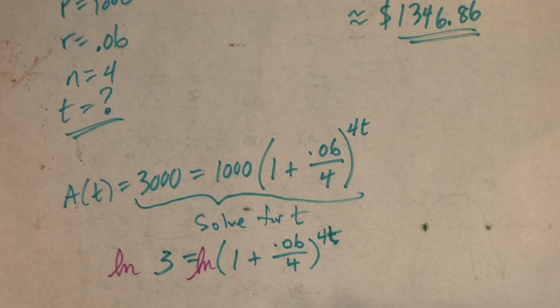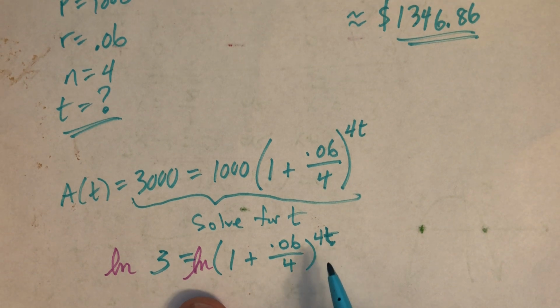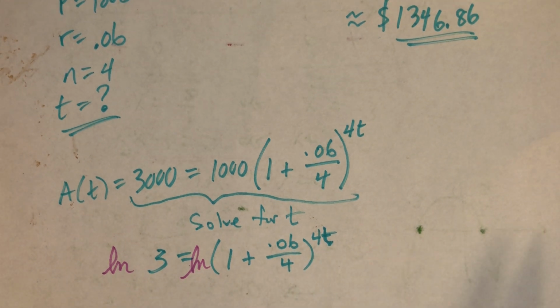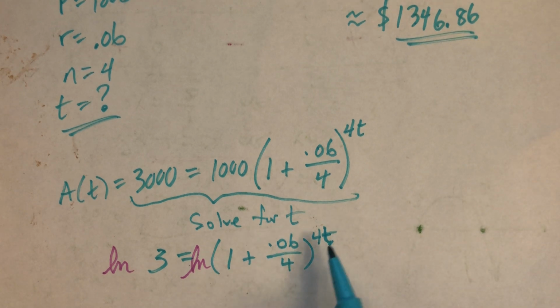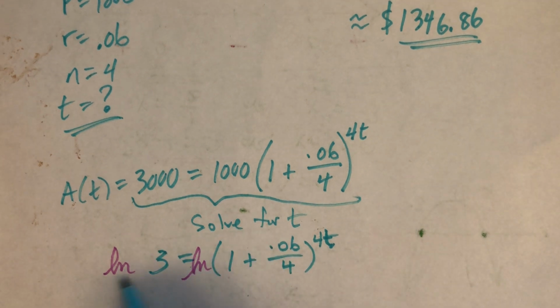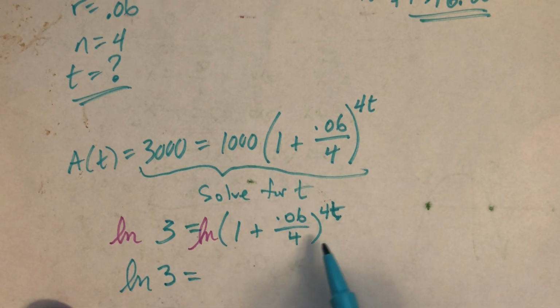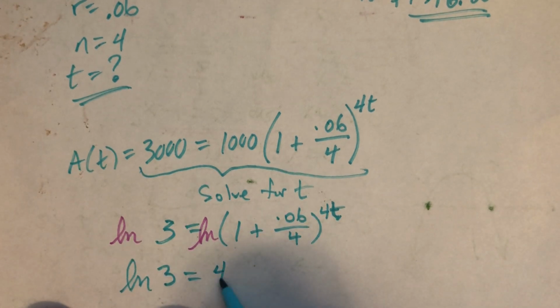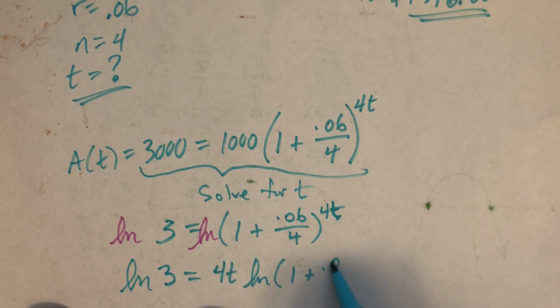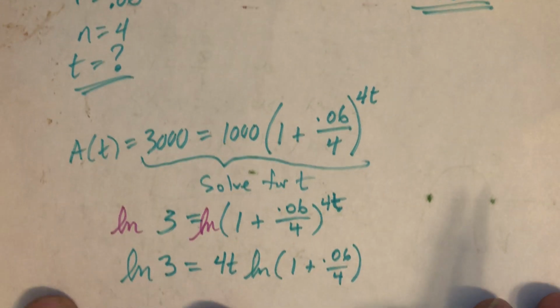Anyway, now we can apply properties of logarithms to get this 4t out of the exponent position, right? Because we know that if we have an exponent in this position in a logarithm, we can rewrite this as a factor instead of an exponent. We'll tack it out front. So the left-hand side doesn't change. We still have natural log of 3. And then this guy in the exponent position, we can write that as a factor, times the natural log of this stuff.